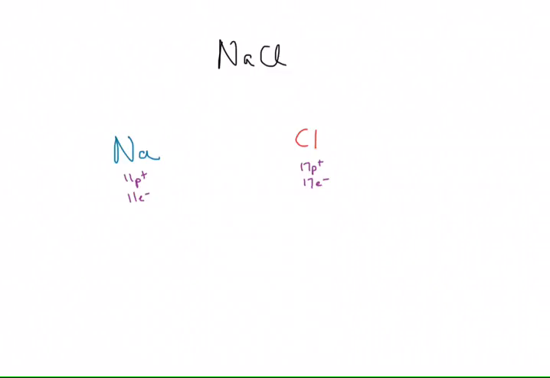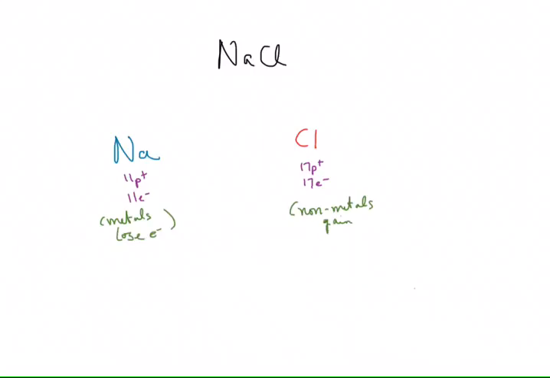So here what I've done is I have a sodium atom and a chlorine atom. If you look at the periodic table, you're going to see that sodium has 11 protons and the neutral sodium atom has 11 electrons. Chlorine has 17 protons and the neutral chlorine atom has 17 electrons. So here we go. Sodium actually is a 1A, so it has one valence electron. Chlorine is 7A, so it has 7 valence electrons.